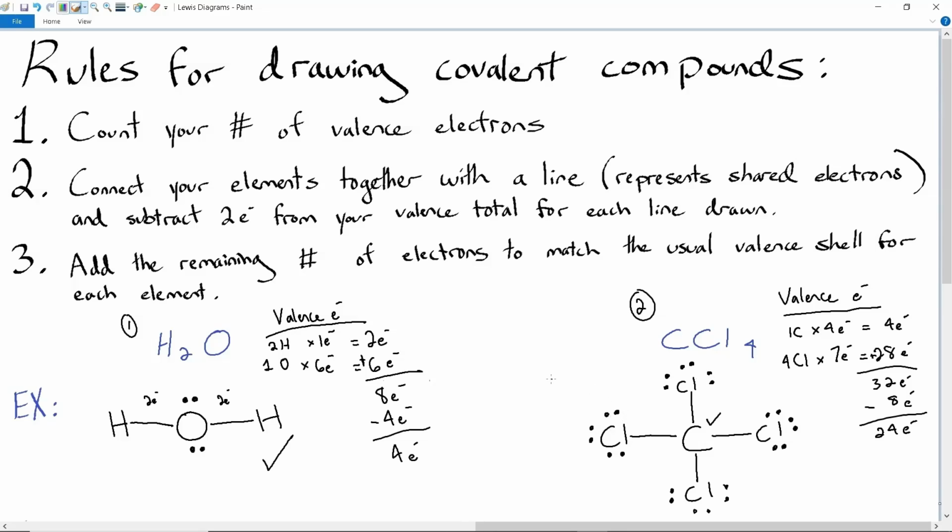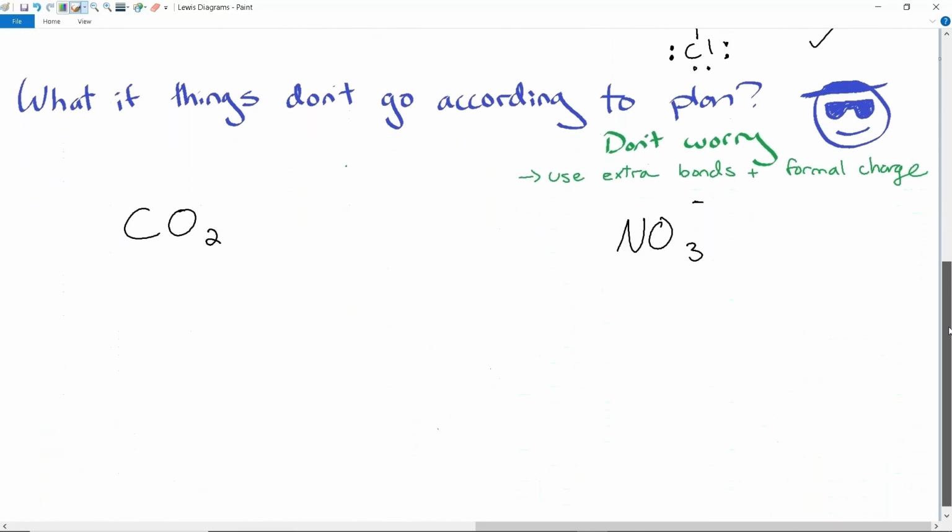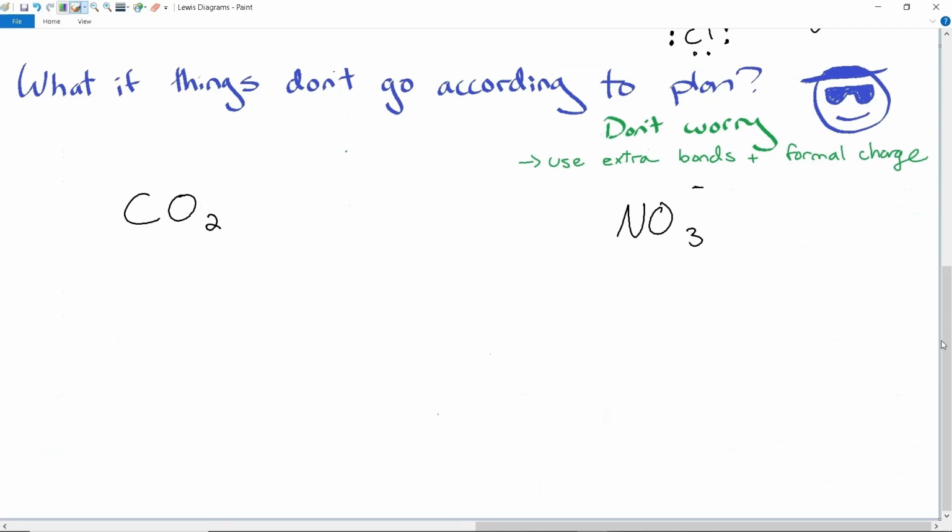Because each chlorine started with 7 electrons, we have 6 shown by the dots, and then 1 being represented in that shared pair with carbon. All good. We do have some trickier ones though. So what if things don't go according to plan? If we follow these rules, we might realize that we're getting stuck. And I'll show you what we can do when that happens.